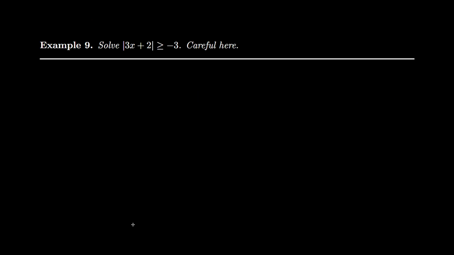So example 9 here says, solve this. And it says careful here. And that's a reminder to look at this very carefully before you try to solve this. So first thing you may try to do is say, okay, well, let's just blindly follow the math and see where it leads us. So 3x plus 2 greater than or equal to negative 3.